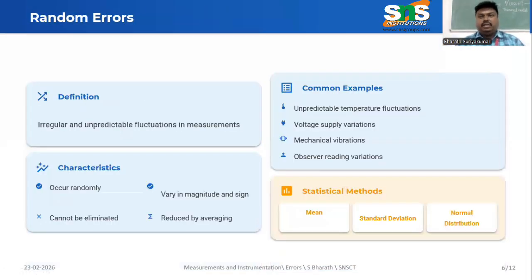Random errors are irregular. They cannot be classified under any of these categories. Irregular and unpredictable fluctuations in measurement are called random errors. Common ones are unpredictable temperature fluctuations, voltage supply variations, mechanical vibrations, and observer reading variations. These can be analyzed using very important terms you have also studied in maths: mean, median, standard deviation, and normal distribution. Their characteristics: they occur randomly, vary in magnitude and sign, cannot be eliminated, but can be reduced by averaging.